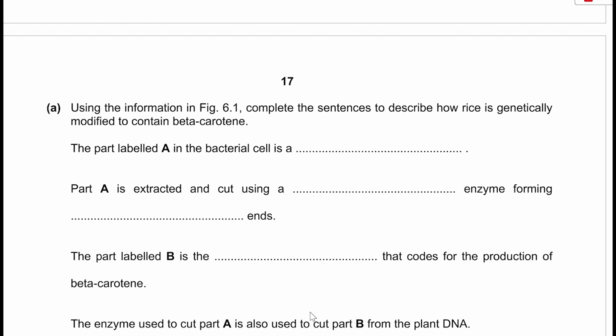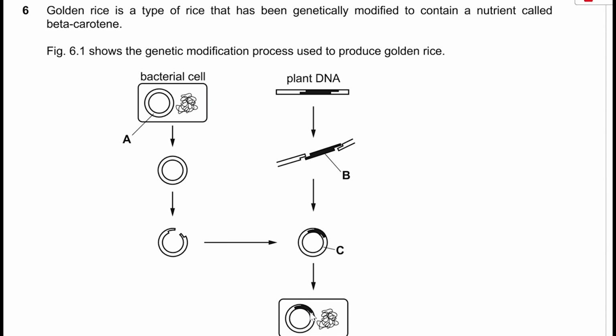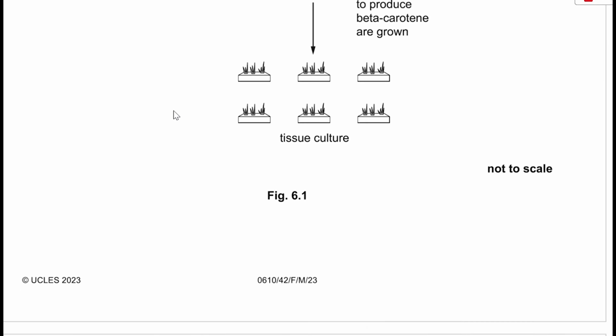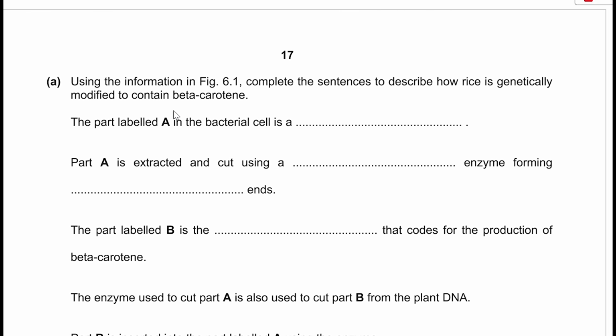Part A says, using the information in figure 6.1, complete the sentences to describe how rice is genetically modified to contain beta-carotene. The part labeled A in a cell is, what is the name of the part labeled A? We come back. So part labeled A is over here. It is inside the bacteria. This part here is known as bacterial plasmid. So this part here will be identified as a plasmid.